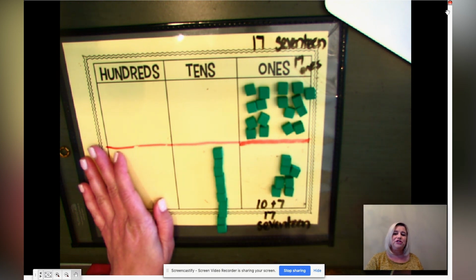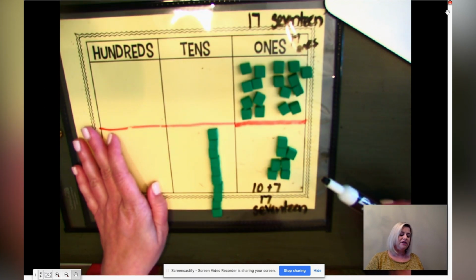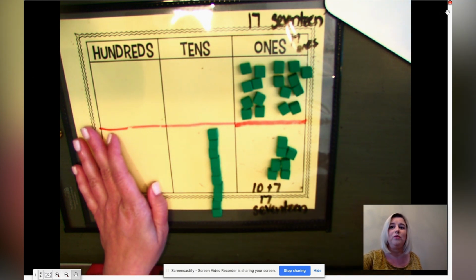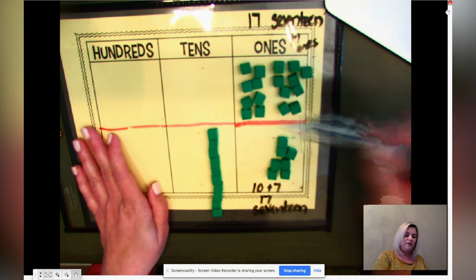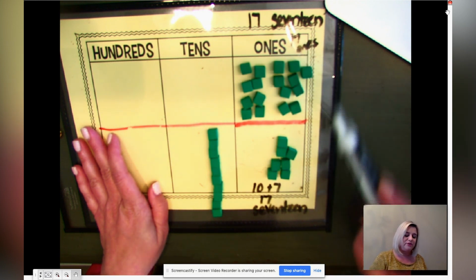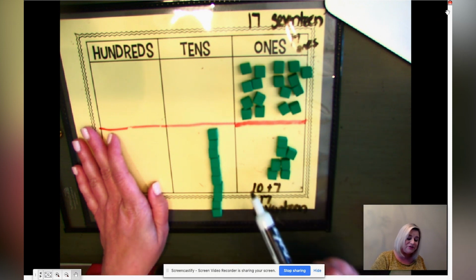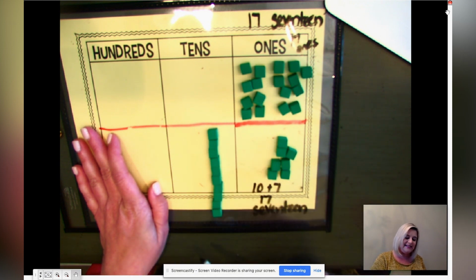So I want you to look at these 2 models. What we did up here was we were able to do 17 ones individually. And then we wrote the different ways to represent it. Down here, we had 17 ones and we bundled it and moved it over to make a 10. And then we wrote the different ways. Can you think of one more way maybe I left out?